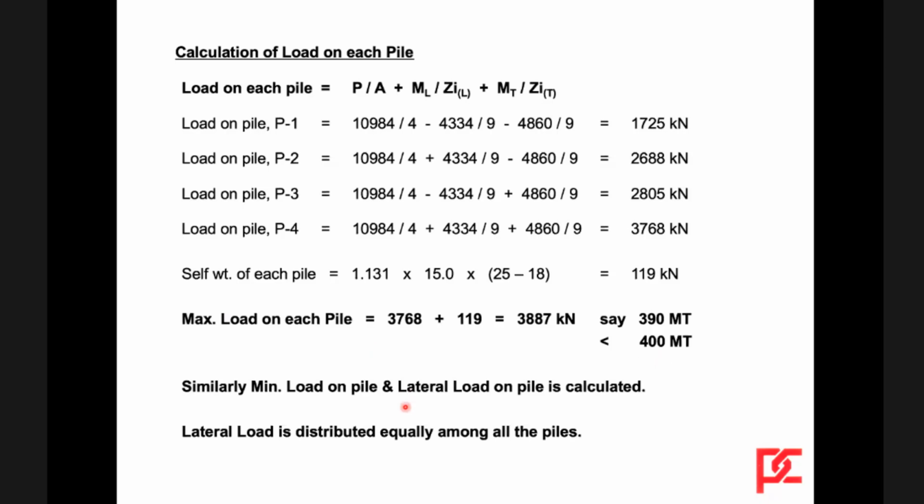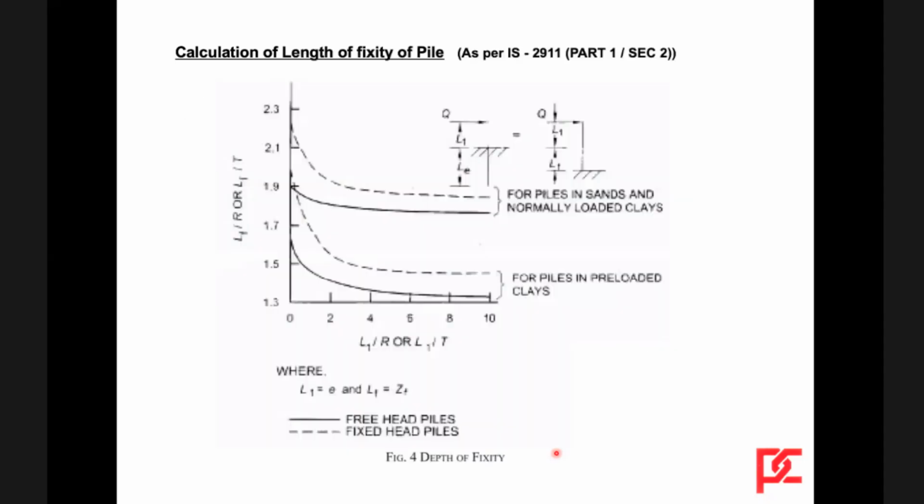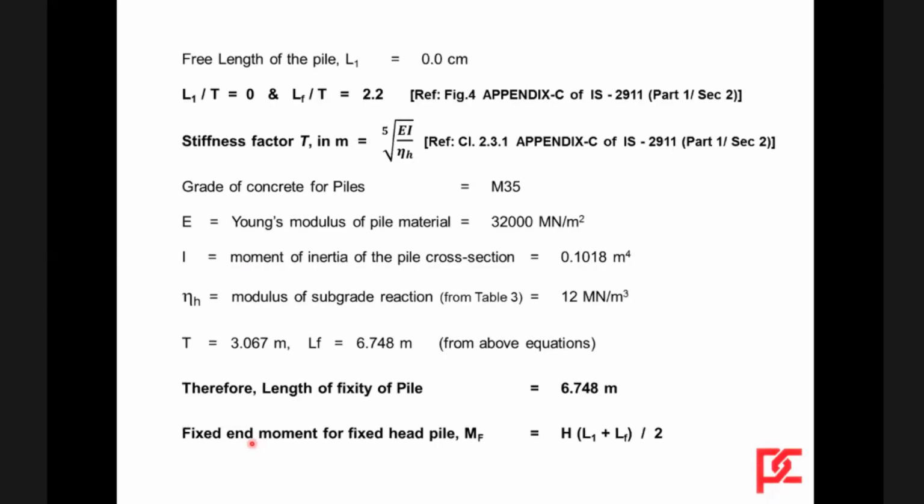Similarly, minimum load on pile and lateral load on pile are calculated. Lateral load is distributed equally amongst all the 4 piles. And then using the formula given in IS 2911, for a fixed head, we have calculated this fixed D length as 6.748 meters. And then we have used this formula for fixed head to calculate the bending moment on the pile.